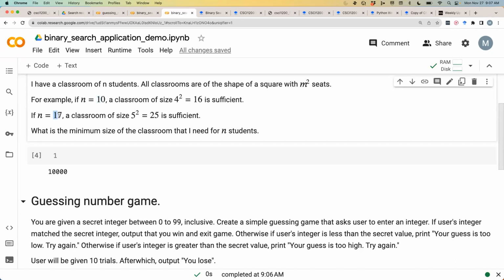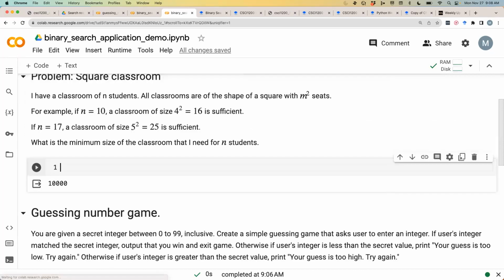Now, if I have 17 students, then I will need a classroom of larger size, but I need to be optimized here, okay? What is the minimum size of classroom that I need for these 17 students? Now, 16 is not enough, right? So I need a classroom of length 5. Length 5 squared is 25. Now, 25 is enough to cover 17 students, okay?